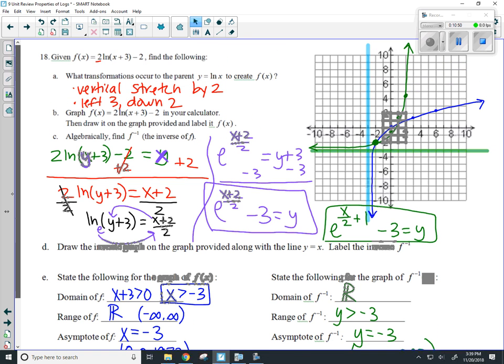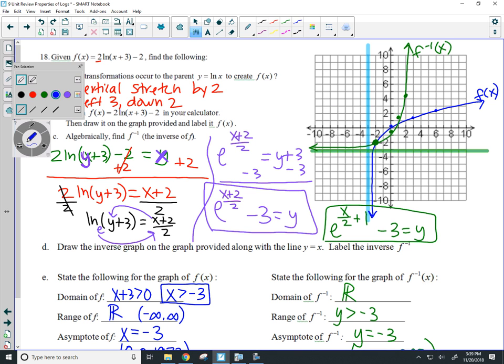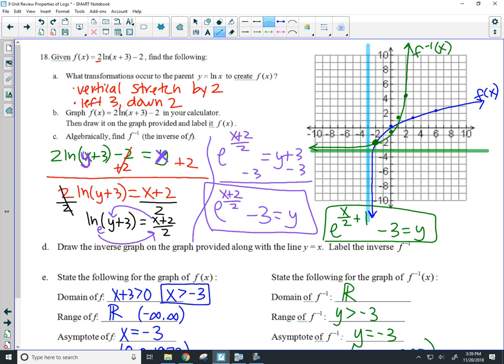But I was supposed to label these graphs, and I didn't. So I'm going to go ahead and do that now. So if you remember, the green graph is our inverse. So this is f inverse of x. Our blue graph is our original. So this is f of x. And then we can go ahead and draw in the line y equals x.